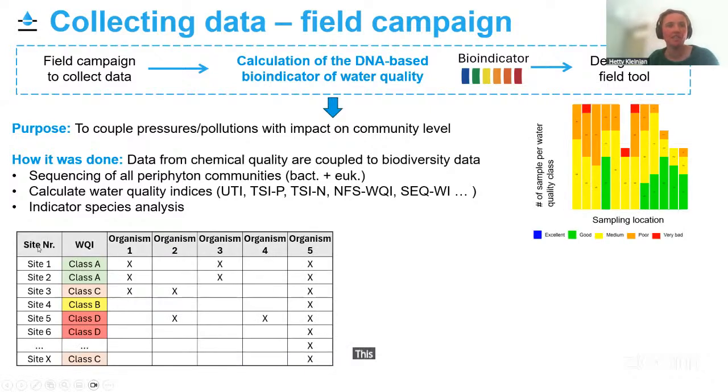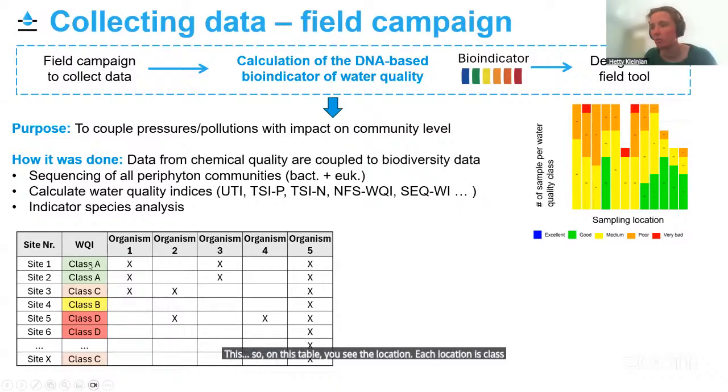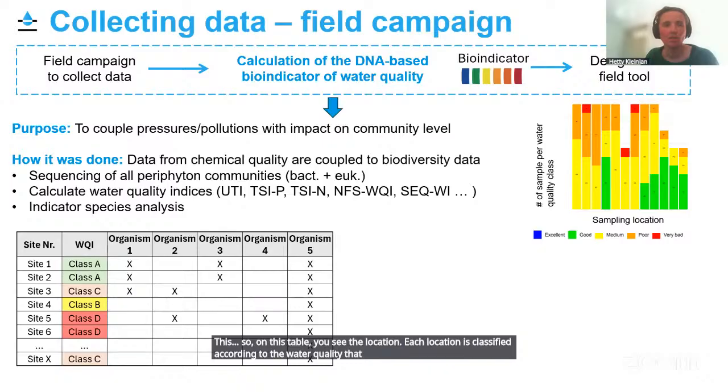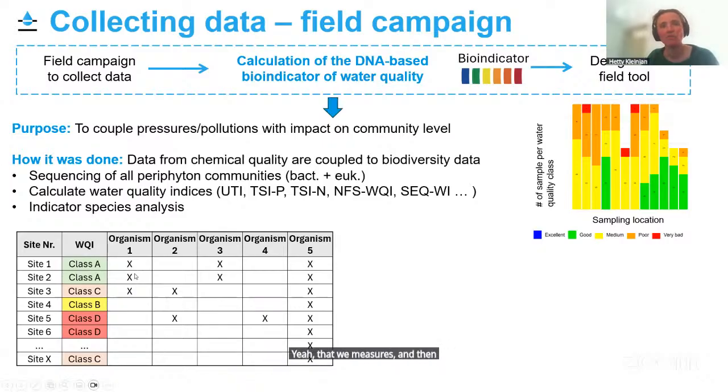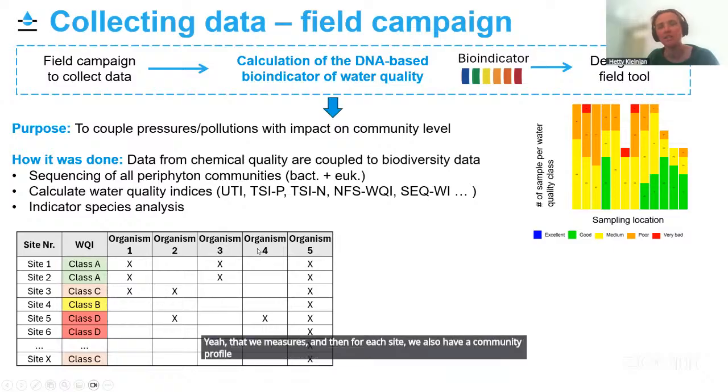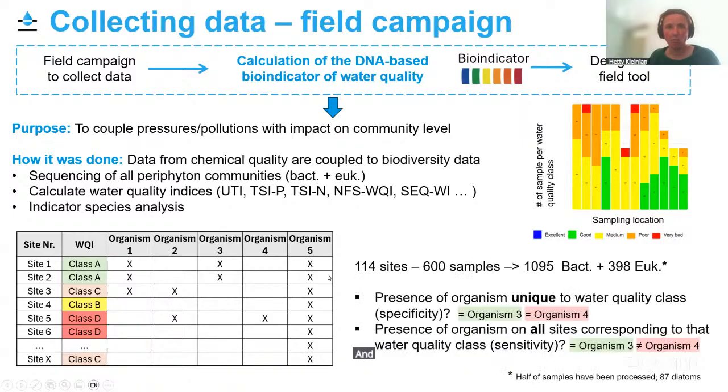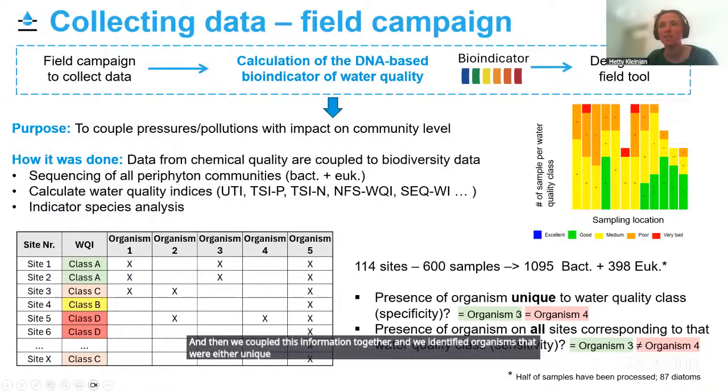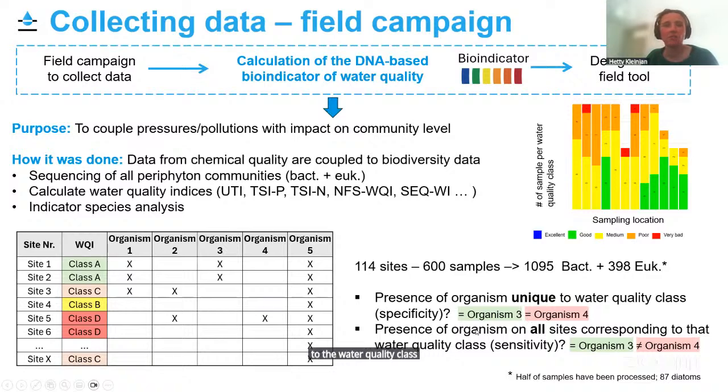So it looks kind of like this. On this table, you see the location. Each location is classified according to the water quality that we measured. And then for each site, we also have a community profile with bacteria and microeukaryotes that were identified in the periphyton. And then we coupled this information together, and we identified organisms that were unique to the water quality class and also organisms that were unique to the water quality class, but perhaps not present in each case.